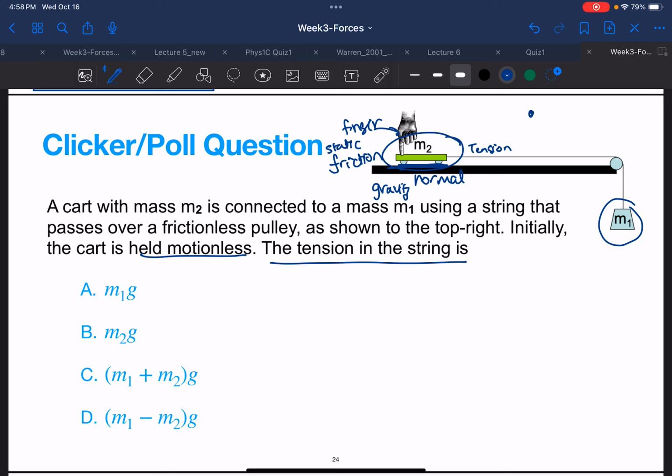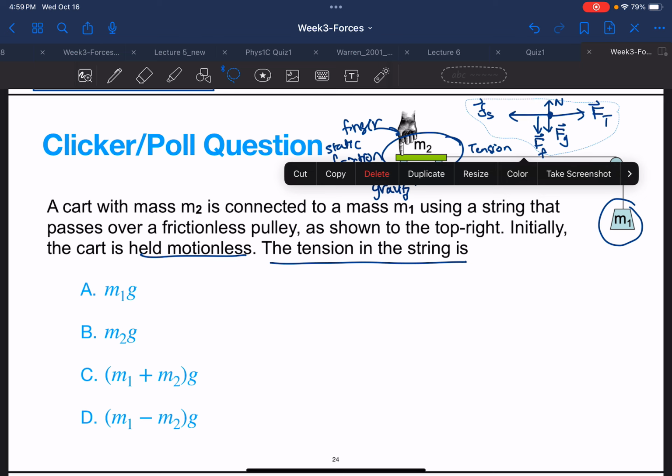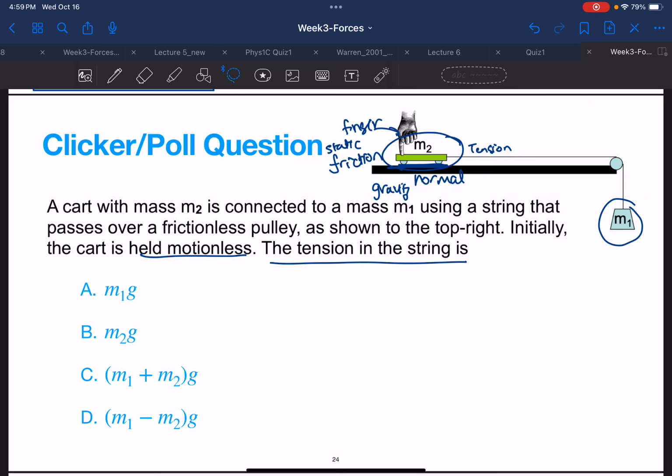So drawing the free body diagram, we have force of gravity acting down. We have the force of the finger acting down. We have force of tension going to the right. We have force of static friction going left. And we have the normal force going up. Alright, I'll go ahead and draw it down here so we can see everything clearly. So there is the free body diagram for that one.